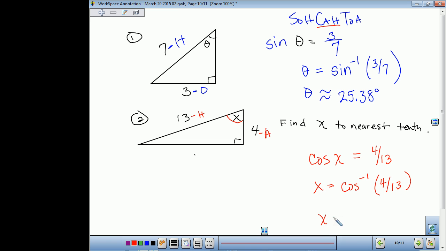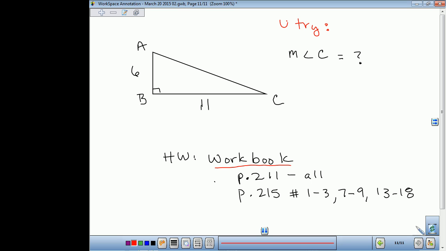And this is approximately, let's punch it in. So we're going to hit it twice again. Punch, punch. 4 divided by 13, close parentheses, enter, and we should get, to the nearest tenth, 72.1 degrees. Okay, on the next page, we have one for you to try. Go ahead and pause the video until everybody's ready to look at this one.